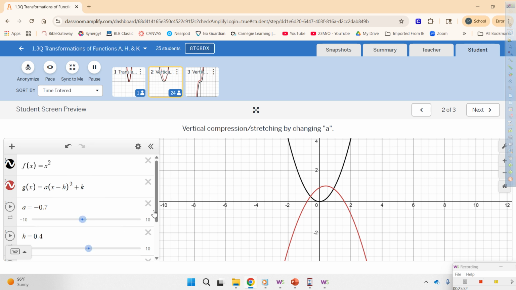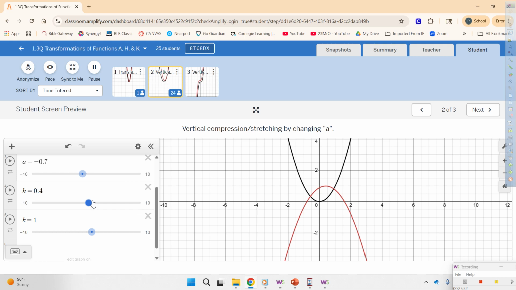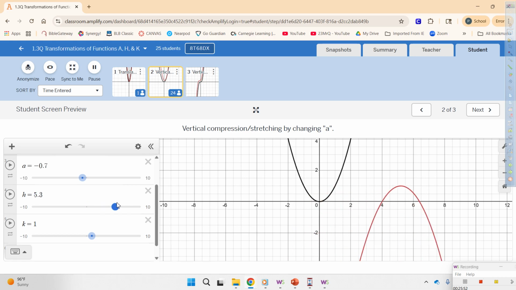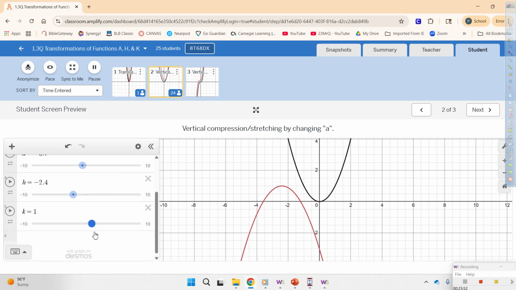And again, if we move H and K, H, positive, moves to the right. Negative moves to the left. And K moves it up or moves it down. Questions, comments? Autographs? No? All right, go to the next slide.